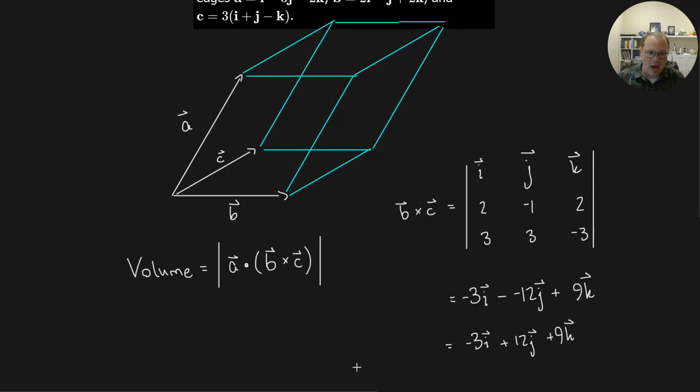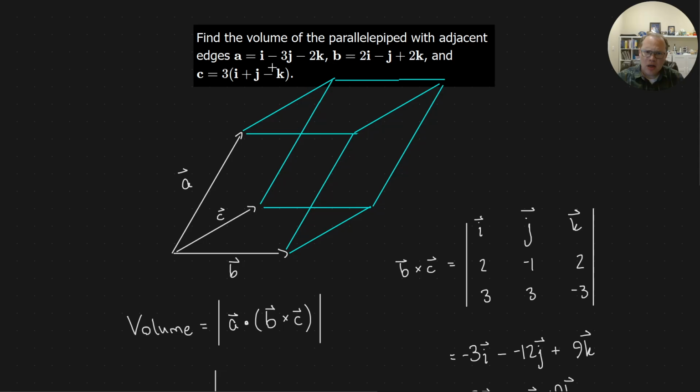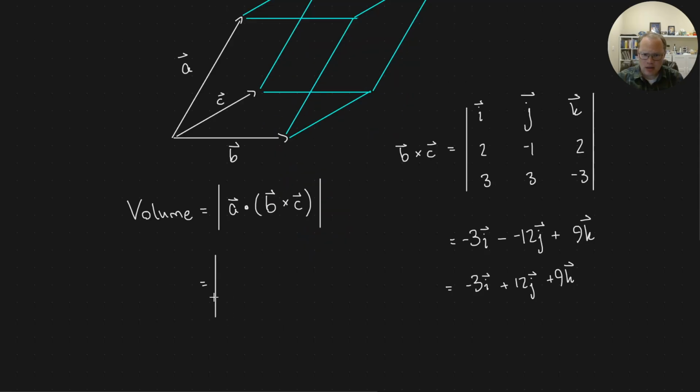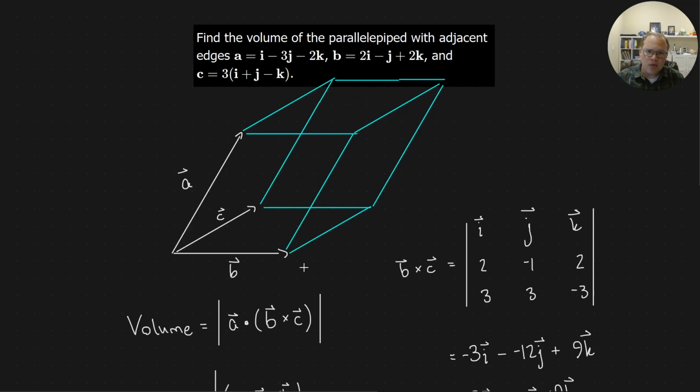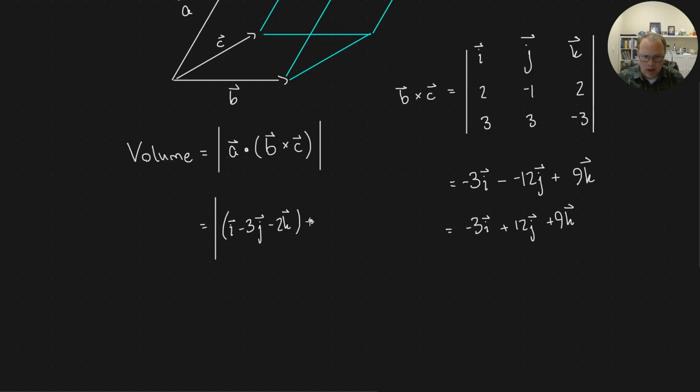Okay, now I need to take the dot product of that with a. So let's plug that in. Vector a was i minus 3j minus 2k. Make sure I wrote that down right. Looks good. And I'm going to take the dot product of vector a here with the cross product of b cross c. B cross c is this right here. Negative 3i plus 12j plus 9k. It's all inside absolute values.